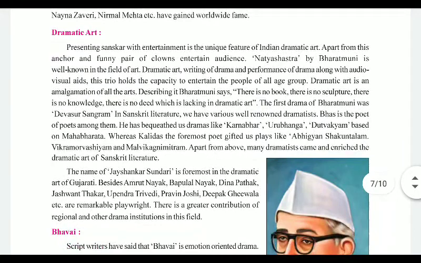Dramatic art, presenting sanskar with entertainment, is a unique feature of Indian dramatic art. Apart from this, the anchor and funny pair of clowns entertained the audience. Natya Shastra by Bharat Muni is well known in this field. Dramatic art includes the writing of drama and performance of drama, along with audio visual aids. This style holds the capacity to entertain people of all age groups.